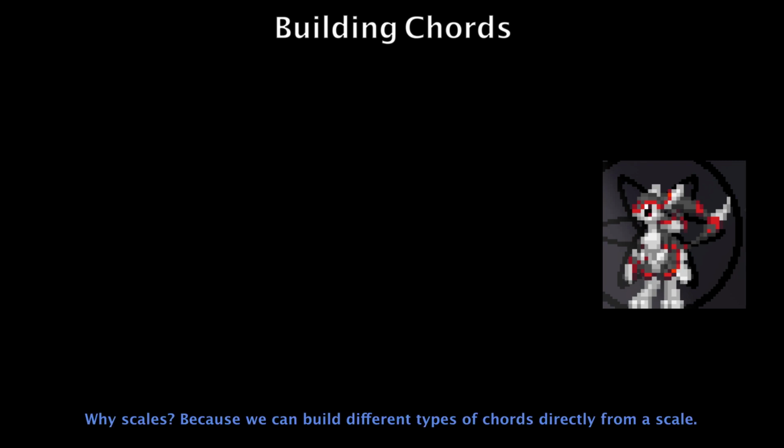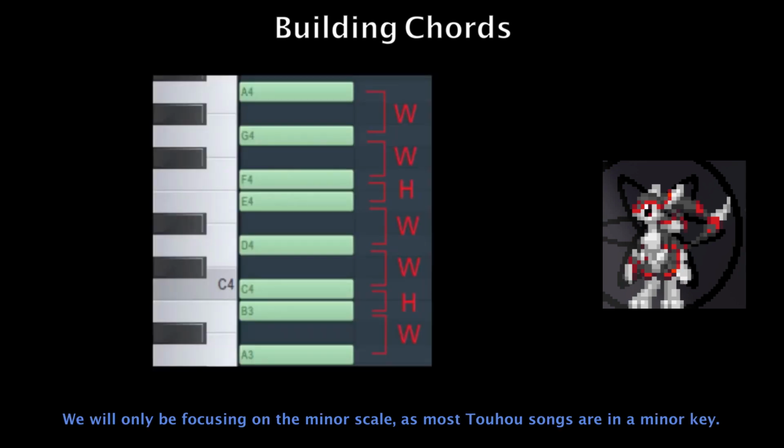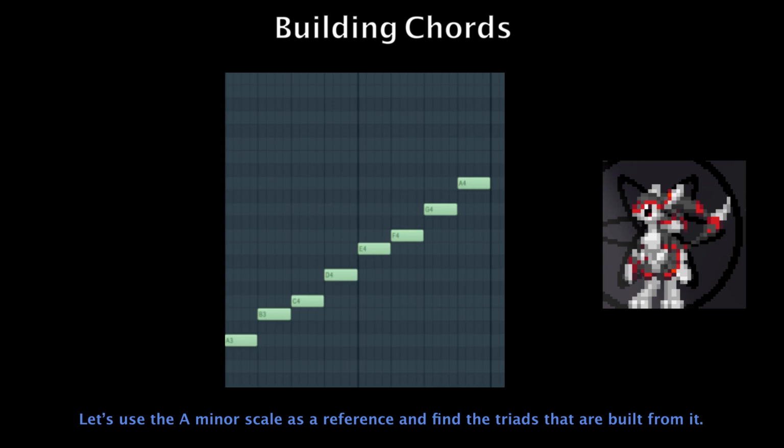Why scales? Because we can build different types of chords directly from a scale. We will only be focusing on the minor scale, as most Touhou songs are in a minor key. Let's use the A minor scale as a reference and find the triads that are built from it.